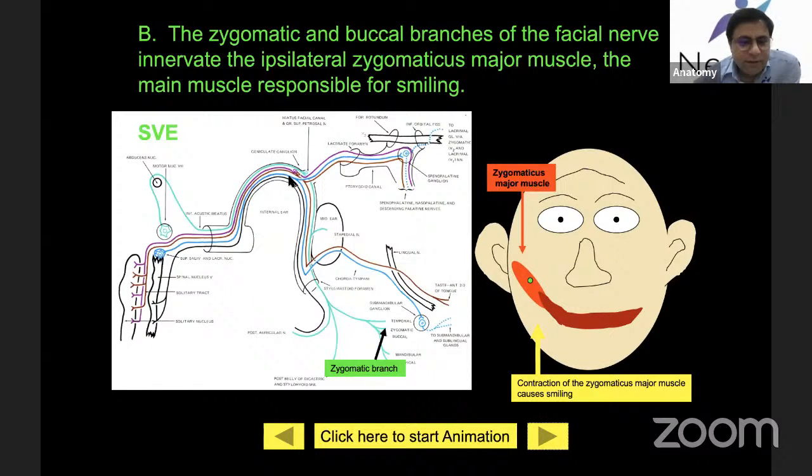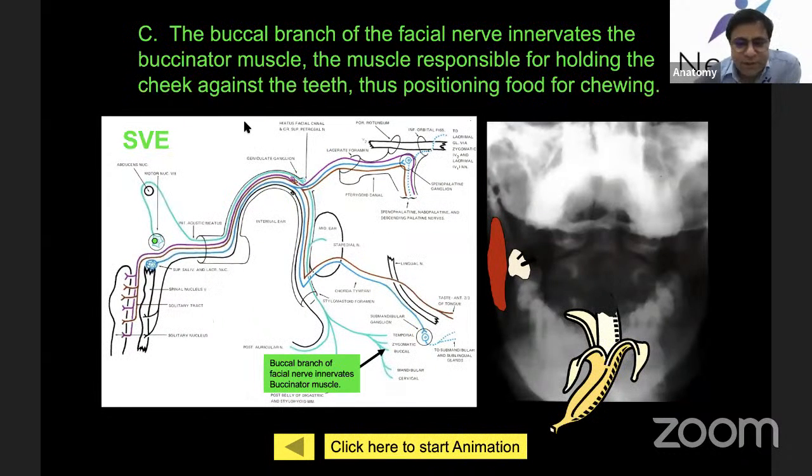Then you're looking here at the buccinator muscle, innervated by the buccal branch of the facial nerve. It is the muscle responsible for holding the cheek against the teeth, thus pushing the food for chewing, right? If you're taking a bite, this bite should come between the teeth, and that's the purpose of buccinator, to push it between the teeth, right?